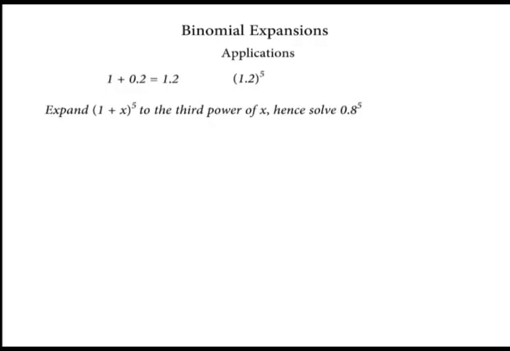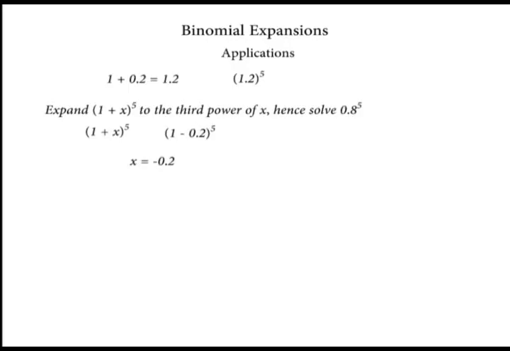You can think of 0.8 as 1 minus 0.2. And so we relate (1 + x) raised to power 5 with (1 - 0.2) raised to power 5. We expand and substitute x with minus 0.2. n is 5 and the coefficients are 1, 5, 10, 10, 5, 1.